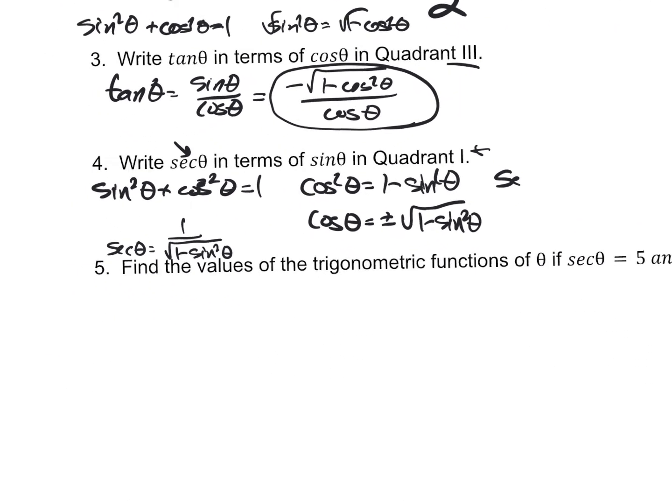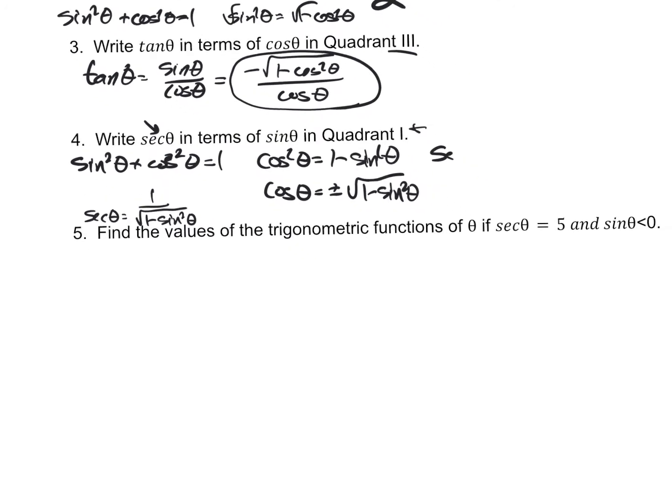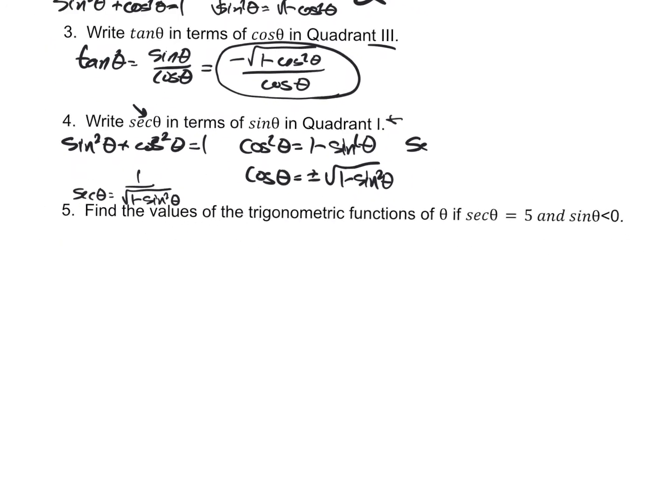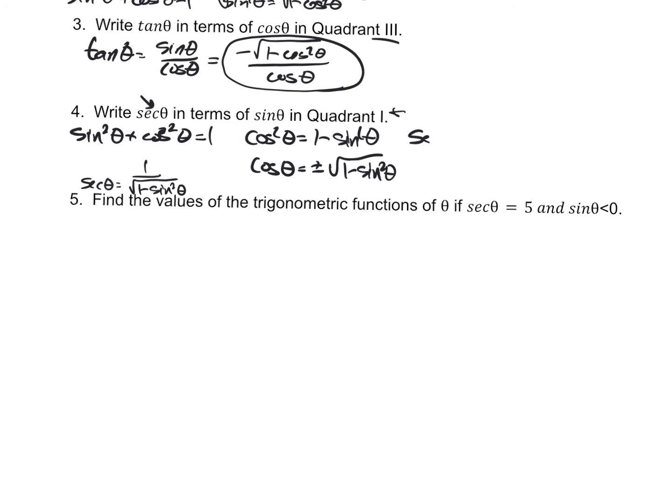Number 5, find the values of the trig functions if secant is 5, and also says sine is negative. Secant is 5, that means cosine is 1/5. All right, and it's positive because secant is positive. Okay, now, if it's 1/5, I'm about to do sine squared plus cosine squared is 1. Okay, cosine squared, because cosine is 1/5, that's going to be 1/25.